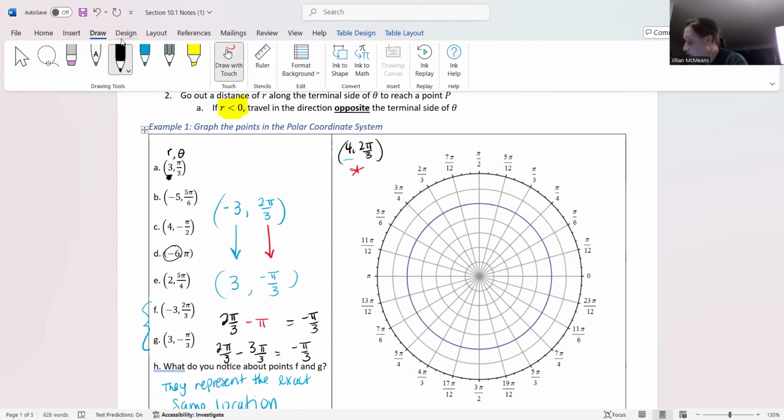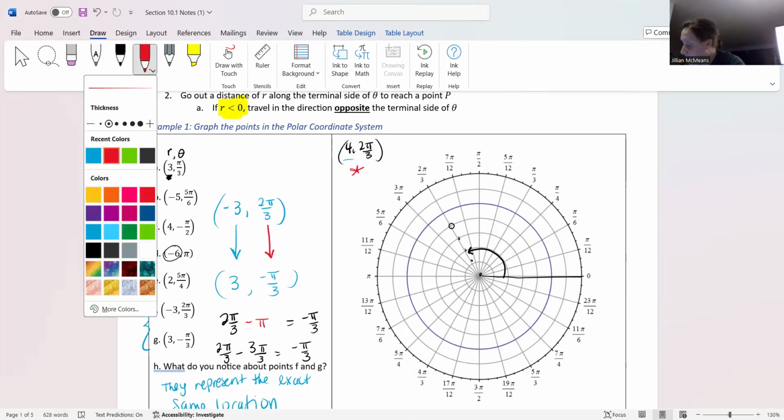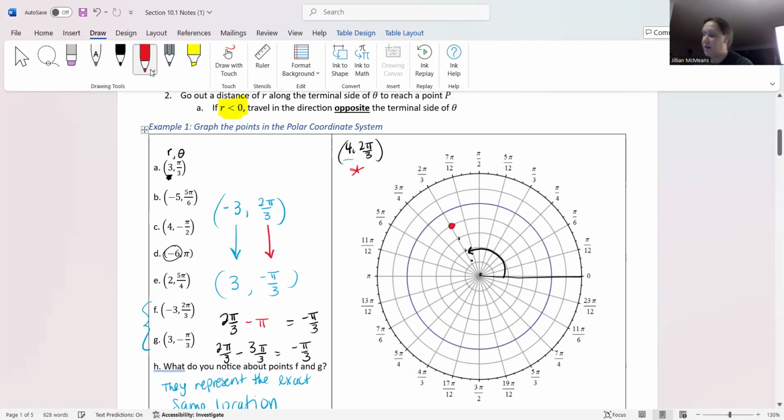So remember, you've got your pole, you've got your polar axis. We want to sweep open to 2 pi over 3, which is right here. And we want to measure 1, 2, 3, 4. And let's do this one in red again. So this point, we're going to say right here. Okay, that is 4 comma 2 pi over 3. Now we decided, let's do this next one in blue again.